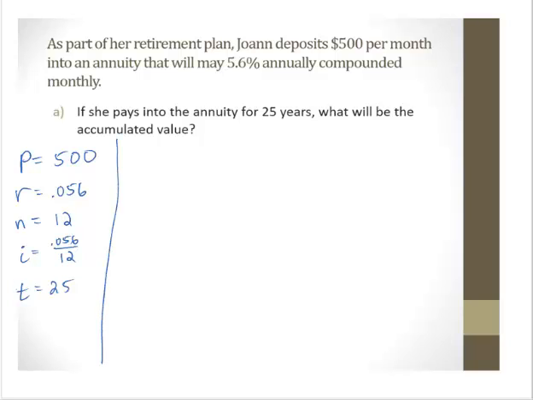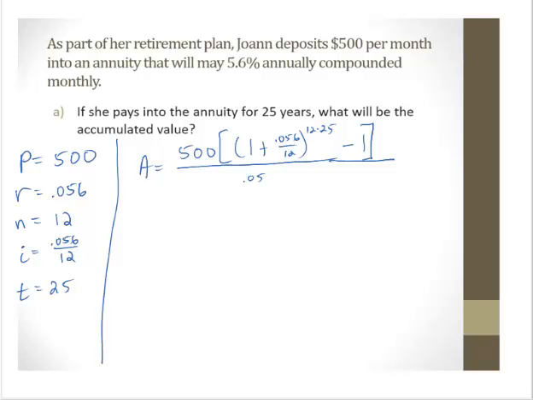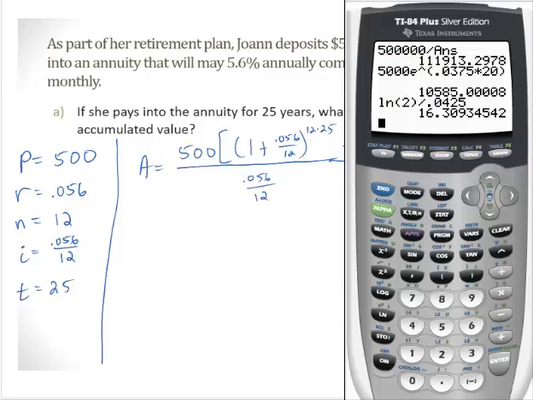So we would have that the accumulated value is 500 times the quantity 1 plus 0.056 over 12 to the nt, to the 12 times 25, and from that we subtract 1, and then we divide that whole thing by I, 0.056 over 12. Now, on our calculators, although you don't have to do this, it might be helpful to store that 0.056 over 12 as a number. So here's one way to do that.